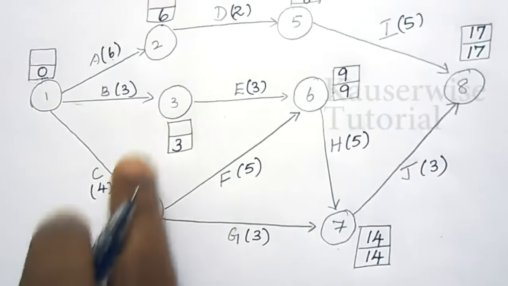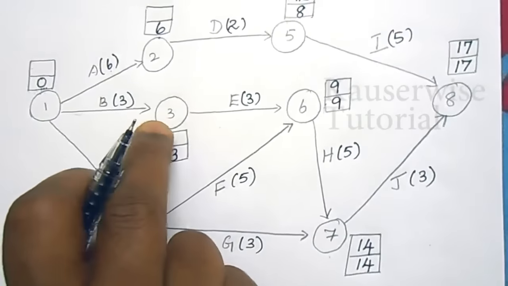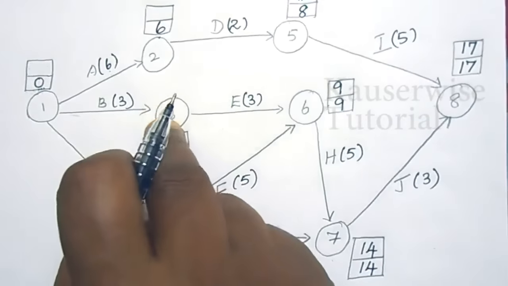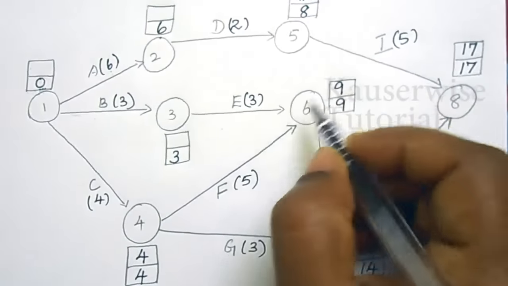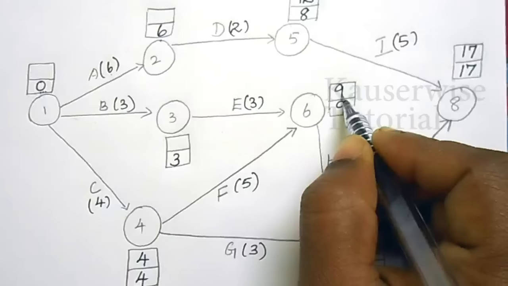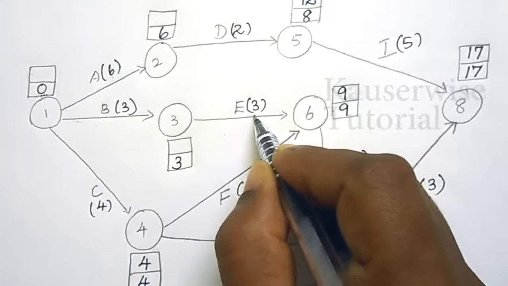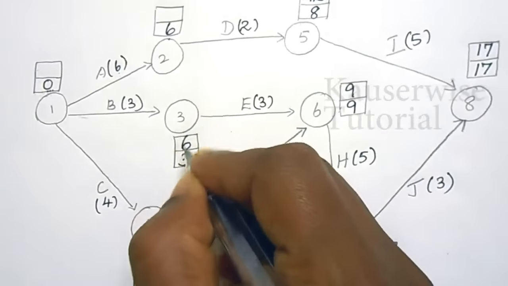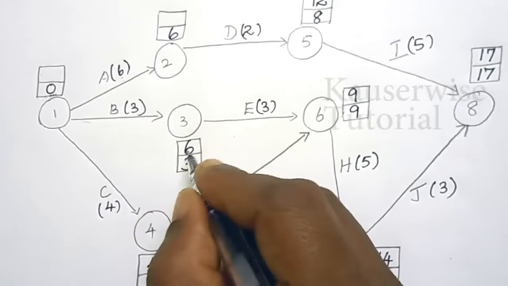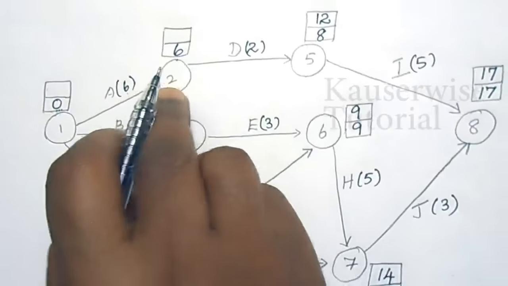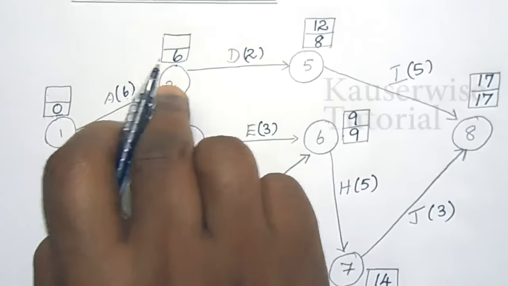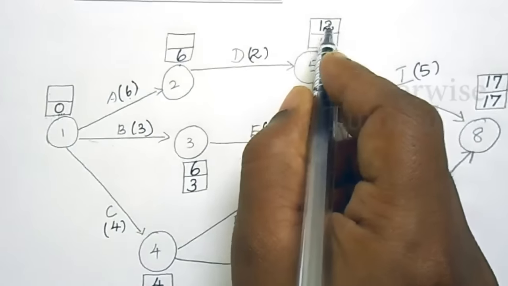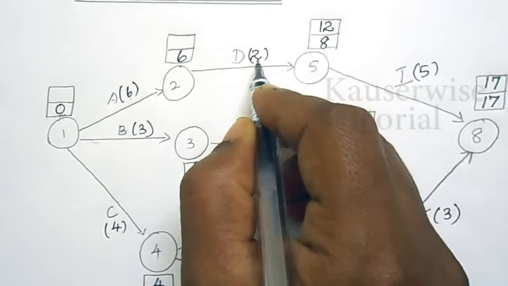The next one is node 3. For node 3, we have only one option. That is 6 to 3. So, the latest completion time for node 6 is 9. So, 9 minus 3 is equal to 6. Latest completion time for node 3 is 6. The next one, 2. For node 2, the latest completion time for the next one is 12. So, 12 minus 2 is equal to 10.